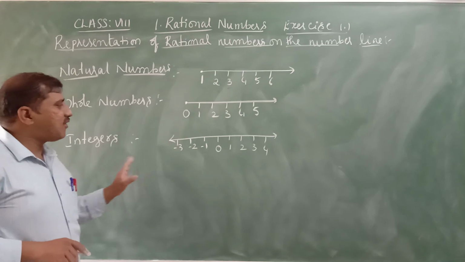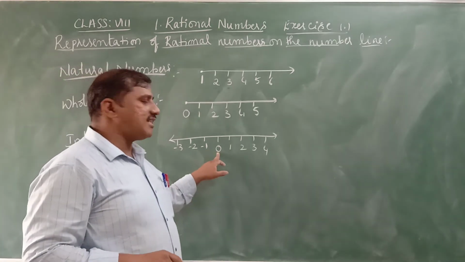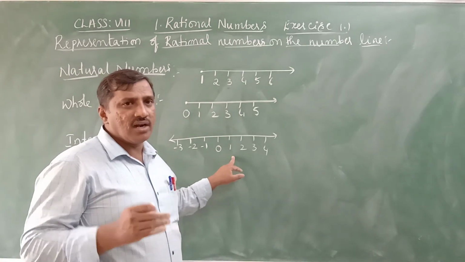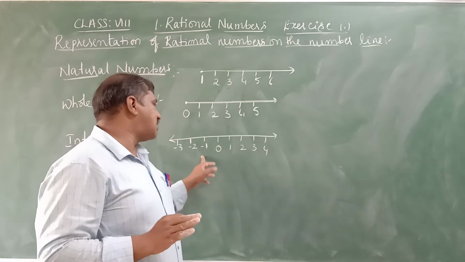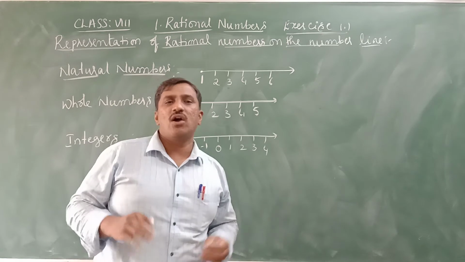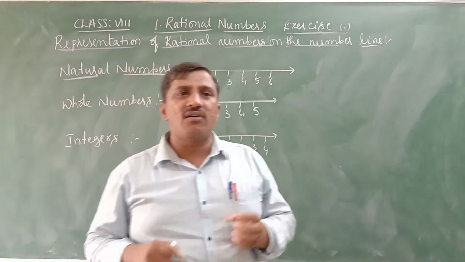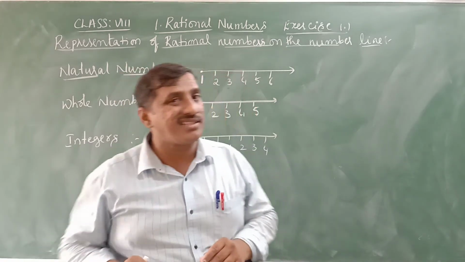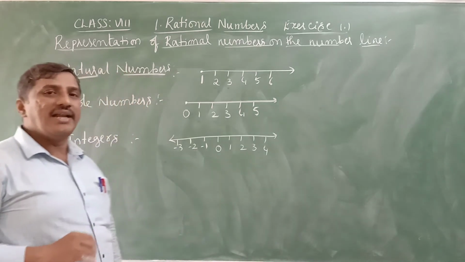Similarly, integers. Between minus 1 and 0, no integer; between 0 and 1, no integer; but between minus 1 and 1, we have one integer, that is 0. So similarly here also we will find a limited number of integers between two non-consecutive integers.